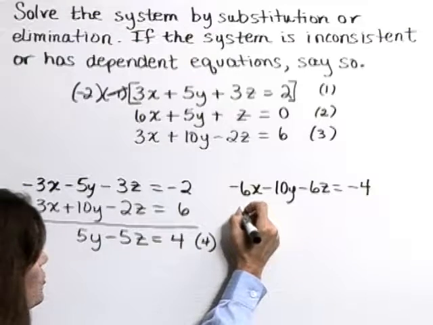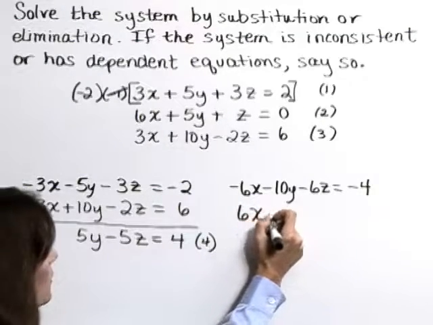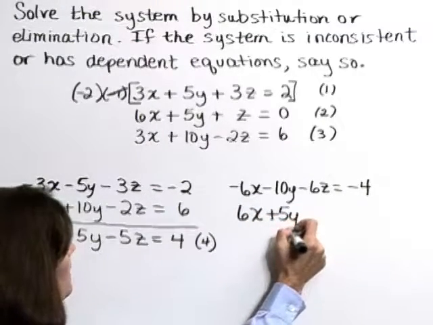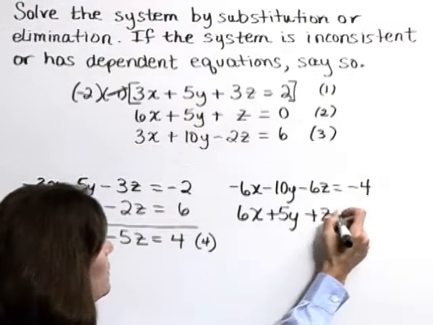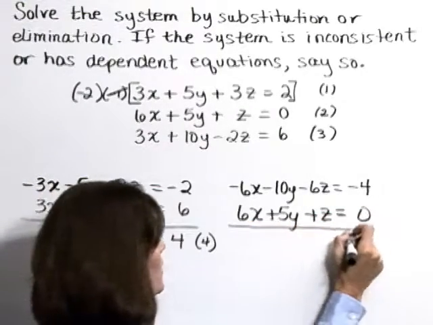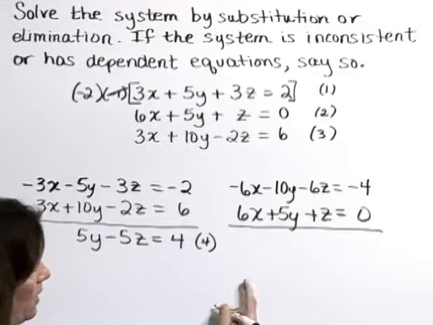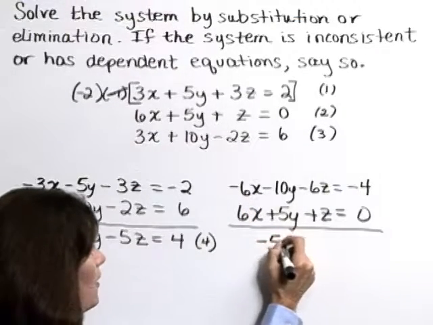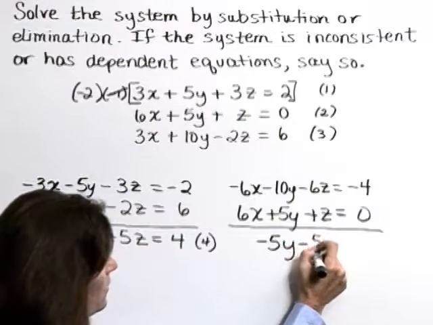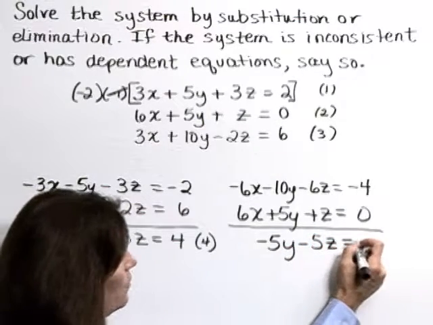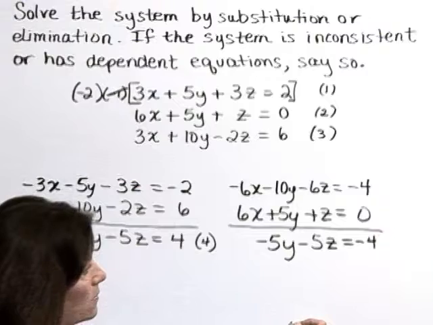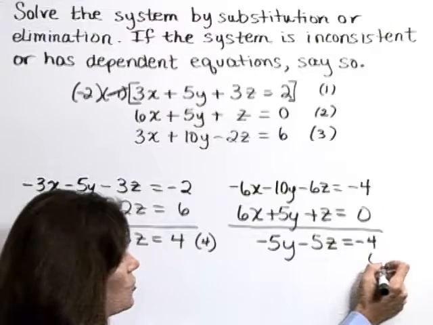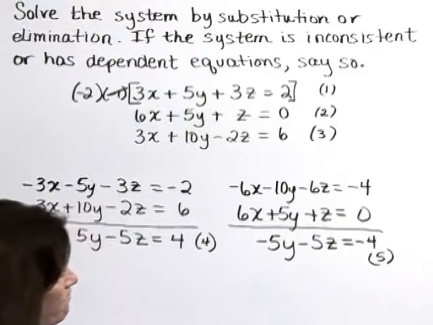Let's just write equation 2 underneath it. 6x plus 5y plus z is equal to 0, and let's add these equations together. Variable x eliminates. We get -5y minus 5z is equal to -4. I'm going to call that equation number 5.